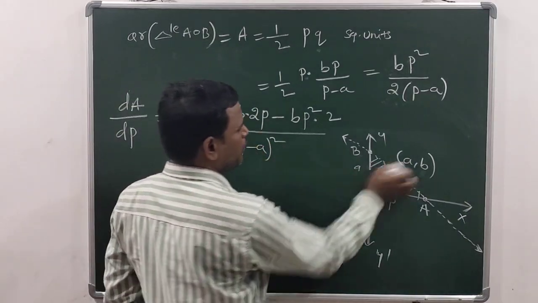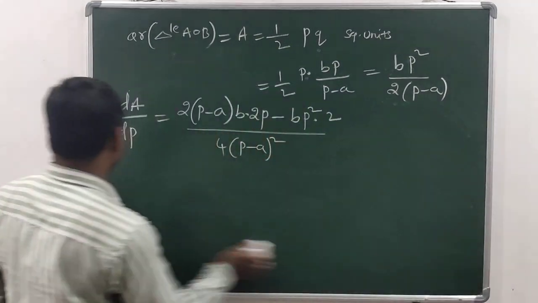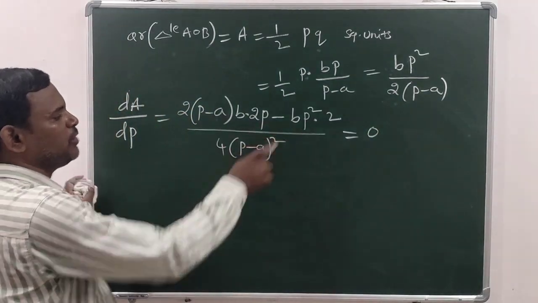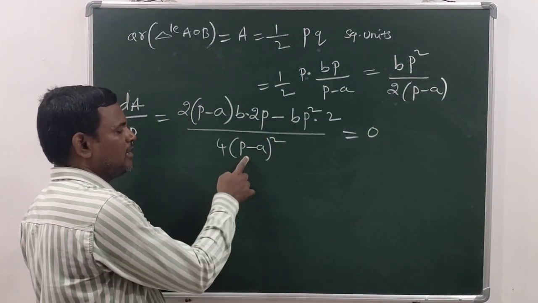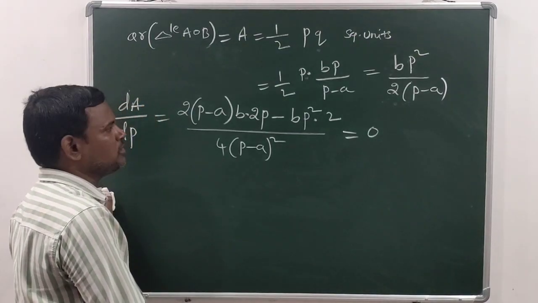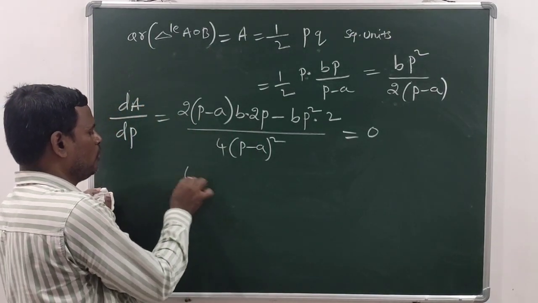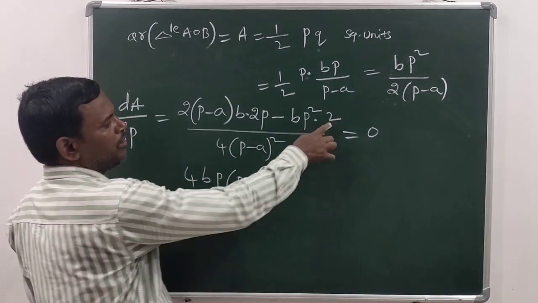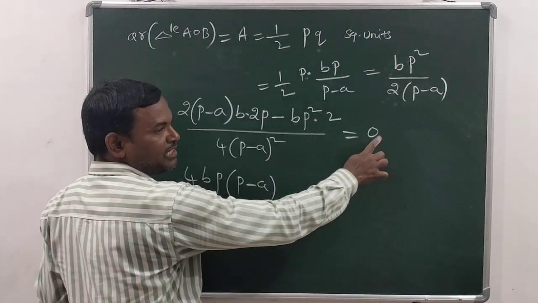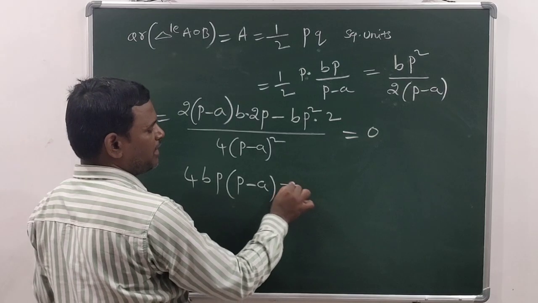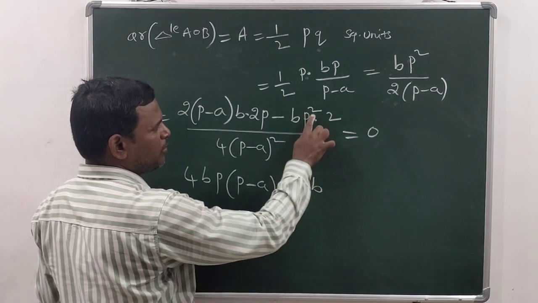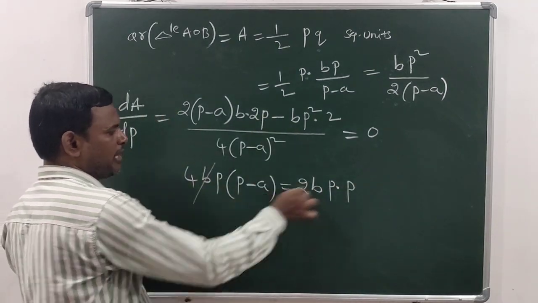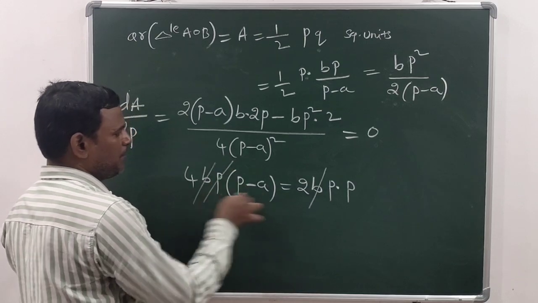In the next step, what do you do? Equate this first differentiation to 0. On equating this to 0, what are we going to get? Now shift this one to the right side. 0 into something is 0. Here 2 2s are 4, 4 into b p of p minus a. Now shift this to the right side: 2 into b into p square. P square can be written as p into p. Now here 2 cancel, b b cancel, p p cancel.